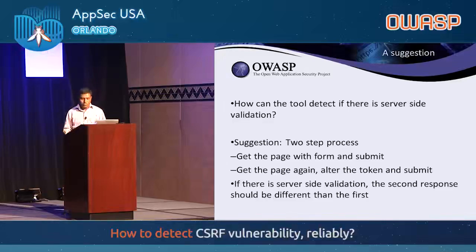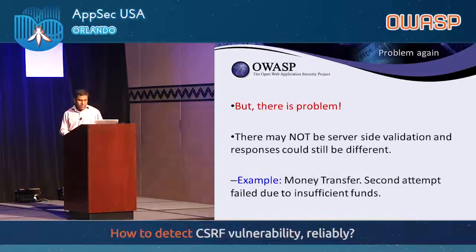So we can probably use this fact to do a test like this. First, make a call with the valid token in the form and make note of the response. Then make another call where you have deliberately altered the token and submit the form. Now the response is going to be different only if you have server-side validation. If there is no server-side validation, altering the token doesn't make a difference, so the two responses should be the same. So you can make use of this argument to say that I have now found a way to identify when there is server-side validation. It seems like a good logic to start with, but unfortunately, even this will not work.